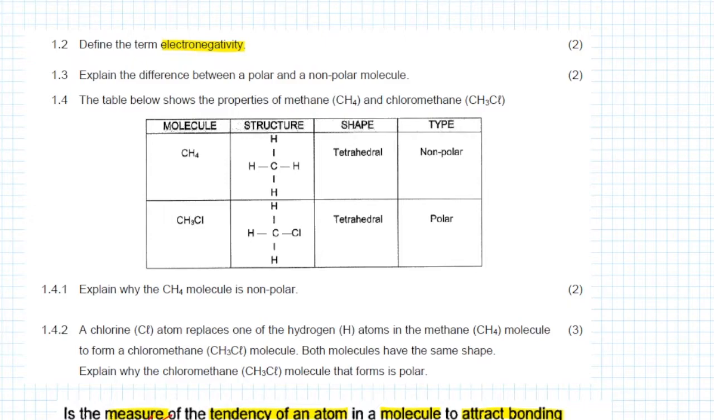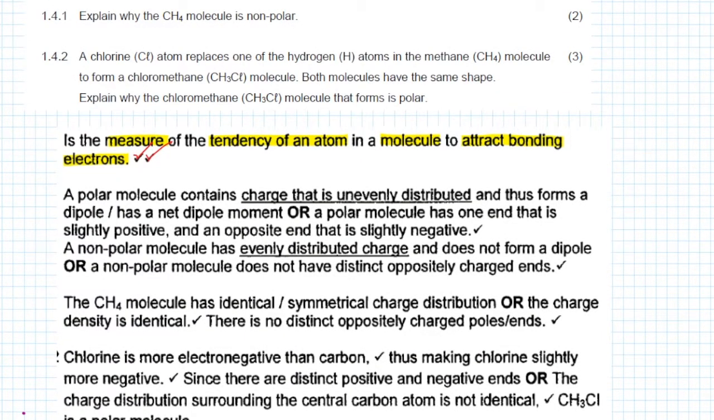Question 1.3 says, explain the difference between a polar and a non-polar molecule. Now previously, in the previous video, we were looking at polar and non-polar bonds. Now they want the difference between polar and non-polar molecules. So we're looking at the molecule overall. You're going to see that the answer on your screen is very lengthy, but this is what you need to mention. We say a polar molecule contains charge that is unevenly distributed, and it therefore forms a dipole. For writing this down, you're going to get 1 mark.